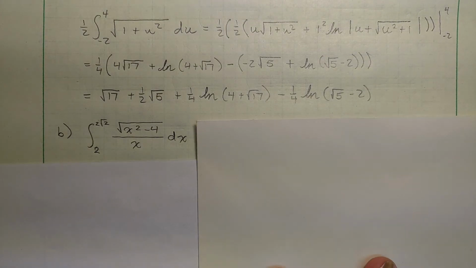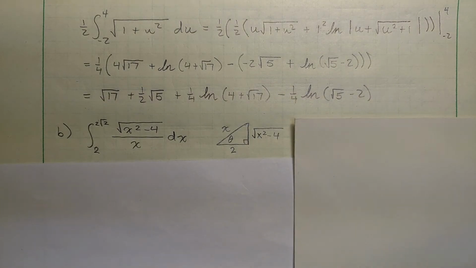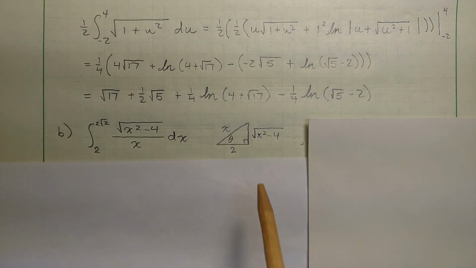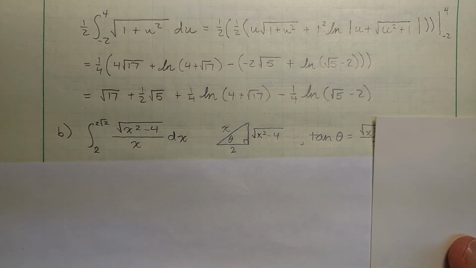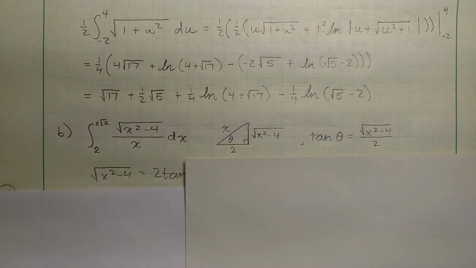So first off, I recognize this is a trig substitution situation. So build my triangle. At this point, you should be getting pretty familiar with building these triangles and knowing which values to put where. This is of the u squared minus a squared form, so I set it up like this. Solving for the radical, I know that the tangent of theta is my radical over 2, so my radical becomes 2 times tangent of theta.